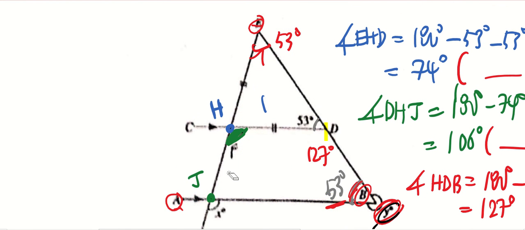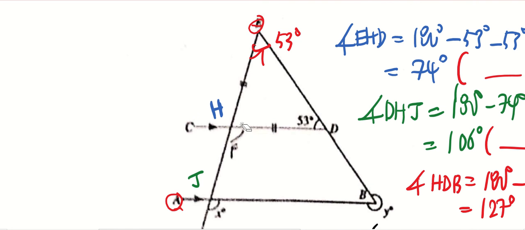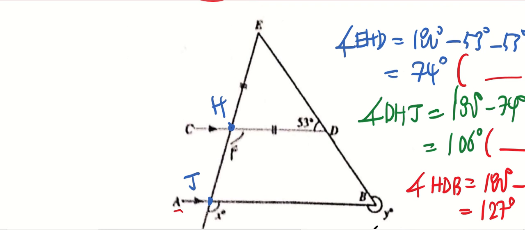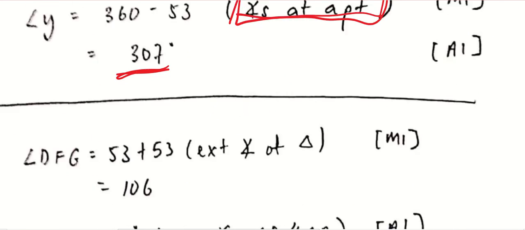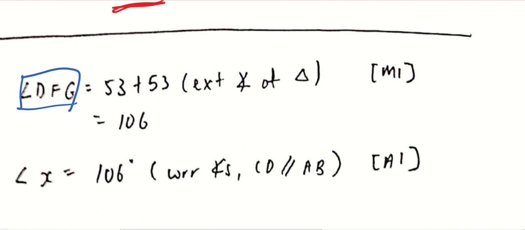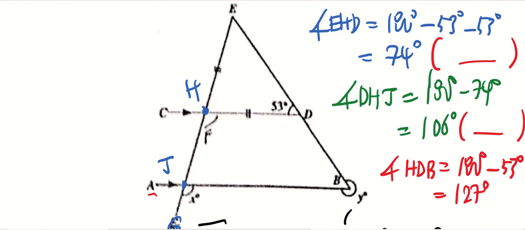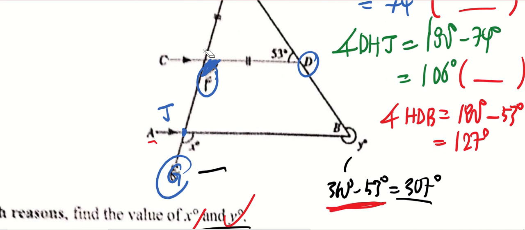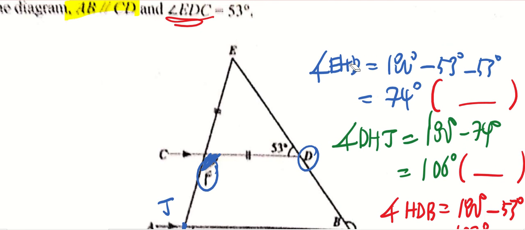Okay, I'm going to erase everything. Rewind the video to get the answer. This was H, this was J. Now, the solution did this: DFG. So we're referring to this particular angle here. DFG. Oh, they actually gave a letter already. So instead of H, I can simply use F.